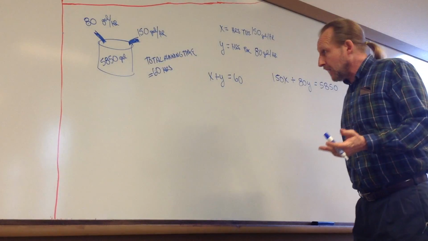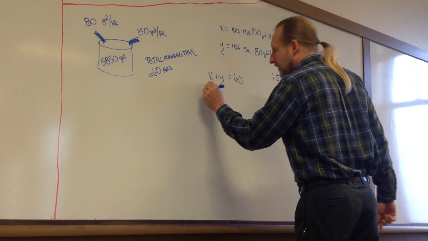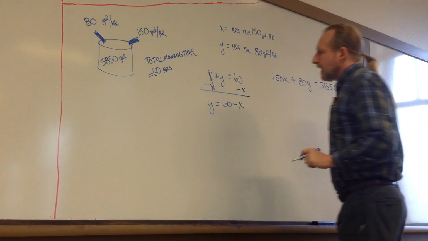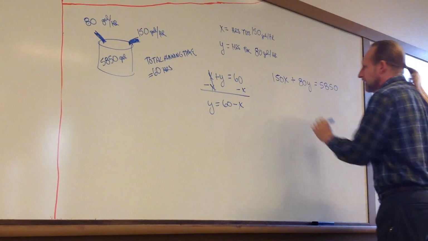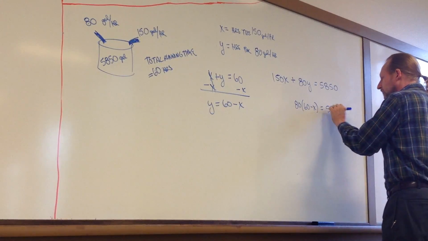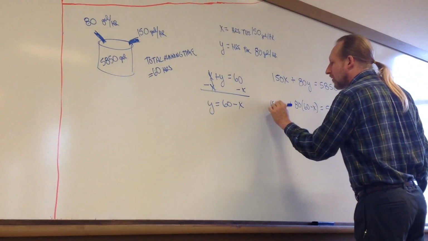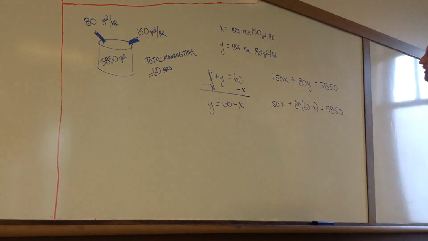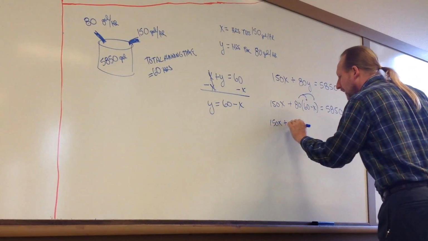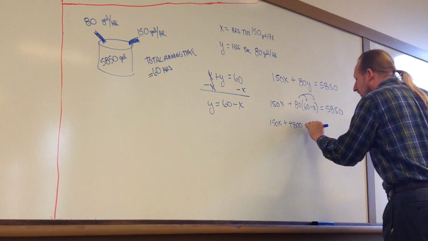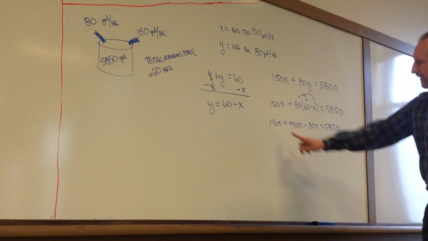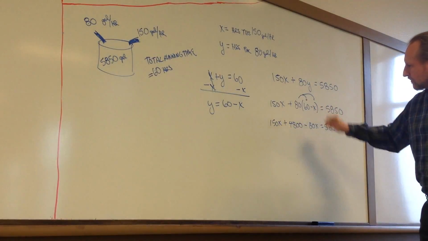Okay, so now it's the same process. We're going to isolate a variable here. We'll get the y by itself and call it 60 minus x, and then we'll replace this piece right here with 60 minus x. And then we'll have 150x here. Okay, so now we need to distribute this 80 inside the parentheses. That'll be 4,800 minus 80x equals 5,850.